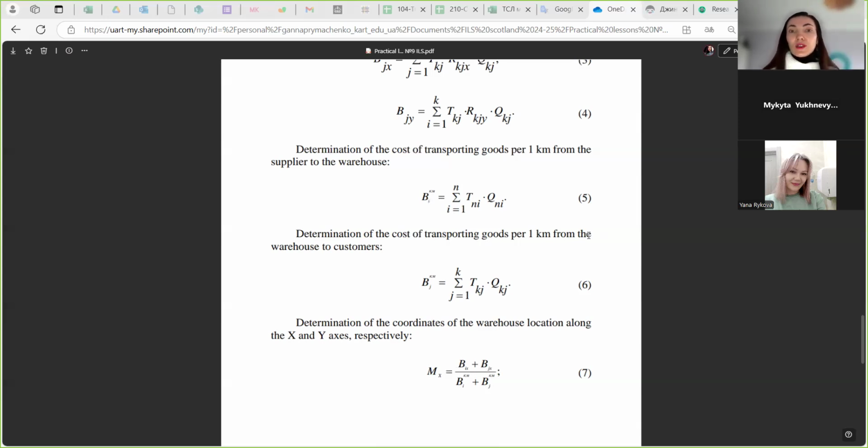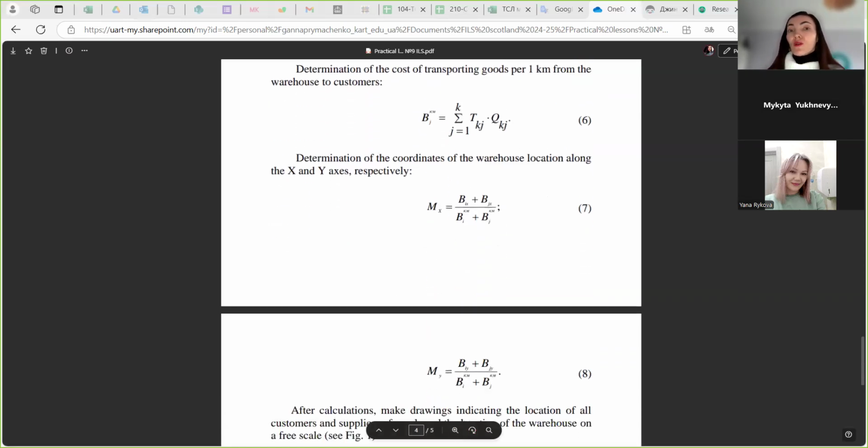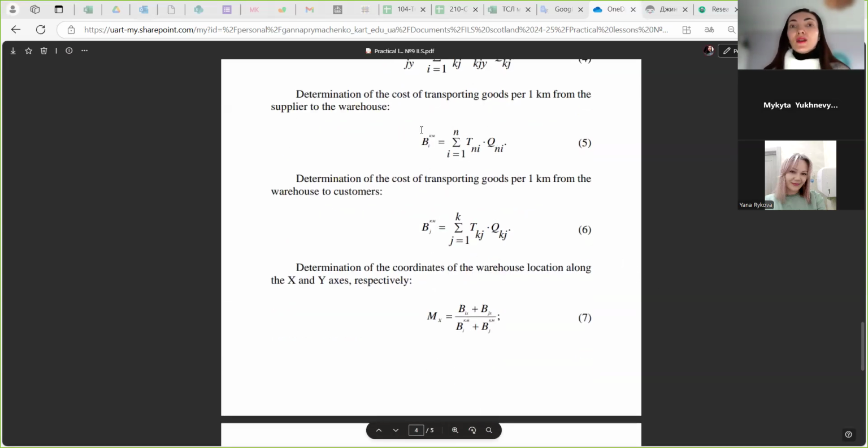And now we need to find our three formulas. Yes, we do four formulas. And now we calculated the information for 5 and 6 formulas. It is determination of cost for 1 kilometer. We calculated each, and after each we can find where our warehouses are located. We calculated 7 and 8 formulas. So we need to calculate 4 formulas today to finish this task. Okay, our next 5 formulas. Oh, Jan already also did it.